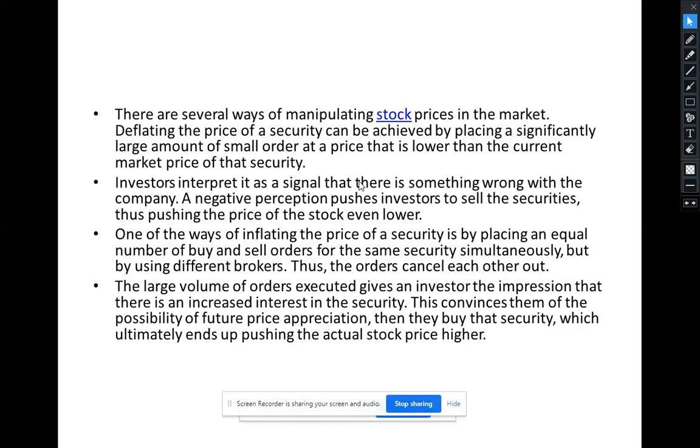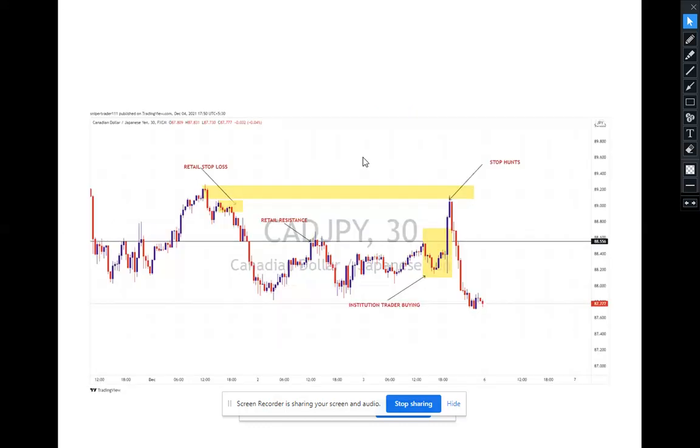Okay, so one of the ways of inflating the price of a security is by placing an equal number of buy and sell orders for the same security simultaneously, but by using different brokers. Thus, the orders cancel each other out. So the large volume of orders executed gives an investor the impression that there is increased interest in the security, convinced of the possibility of future price appreciation. Then they buy that security. Okay. Now let's move on.